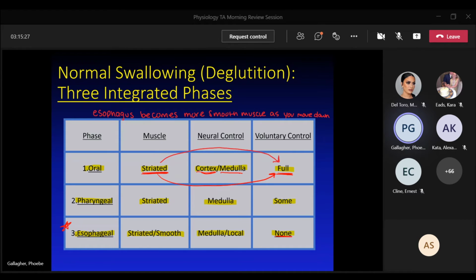Your cortex and your medulla both work together to do this. Remember, your cortex is more of a voluntary thing. I think that's going to be your voluntary control. And then your medulla also helps with it as well.